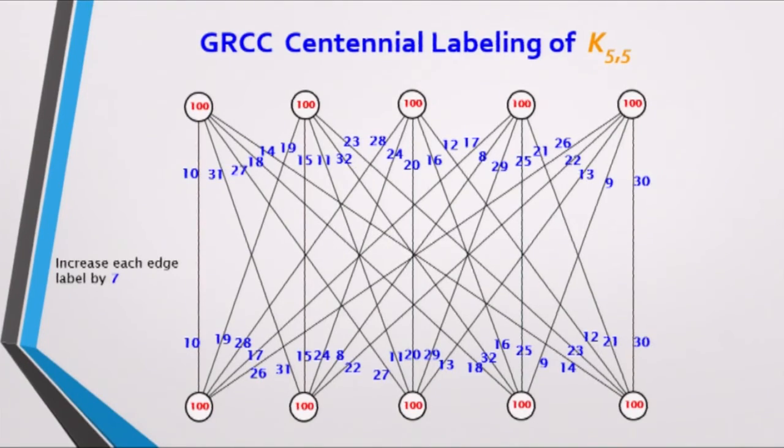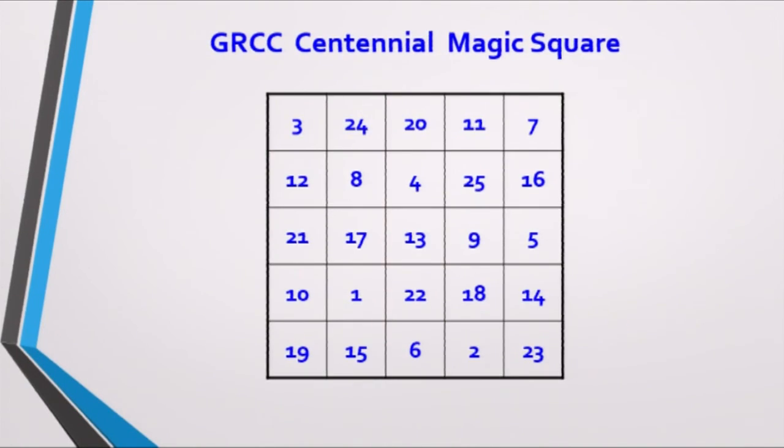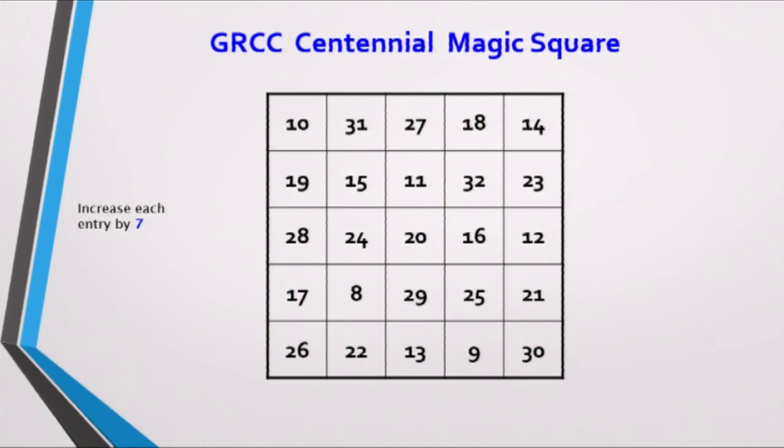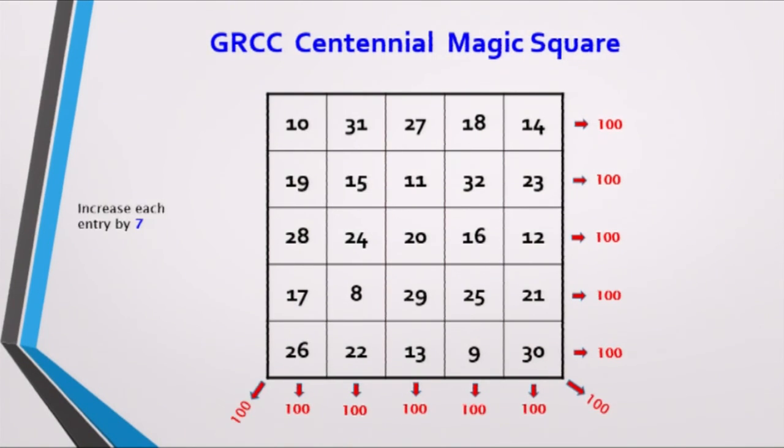Of course, if we have this, then we could have the 5 by 5 magic square also. Increase this one by 7. And the sum at every row is 100. The sum at every column is 100. Even the diagonal turned out to be 100 also. And this is the one I think you see on the mathematics department banner.